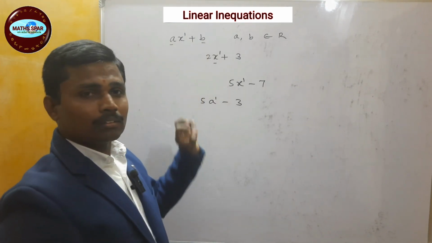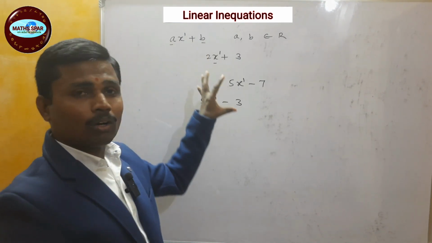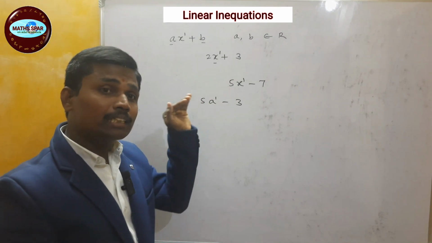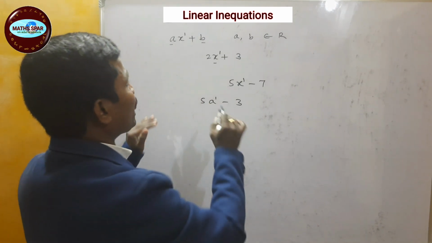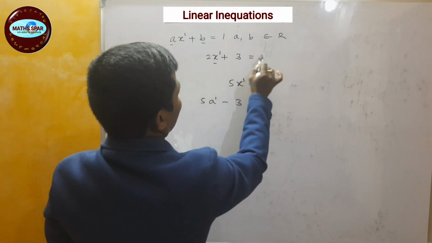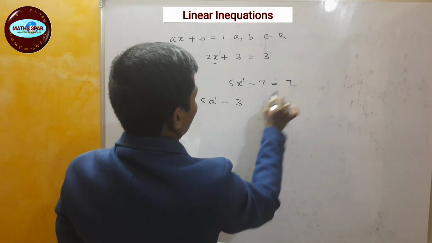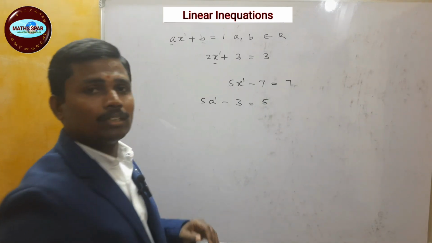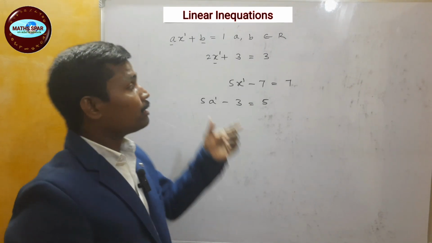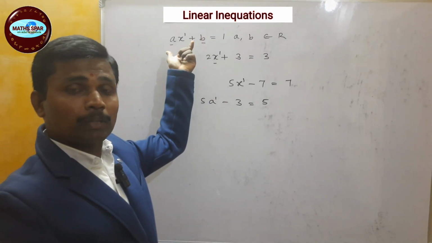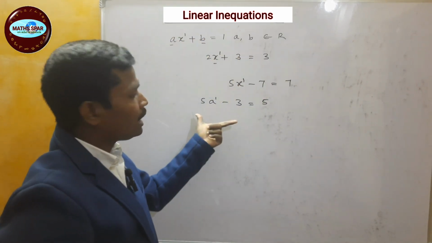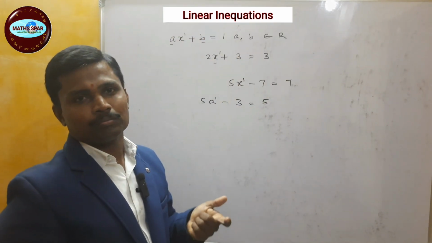So such expressions are called linear expressions. Then if these linear expressions are equated to some number like 1, 3, 7, or 5, then this particular expression is called an equation, and these are all linear equations.